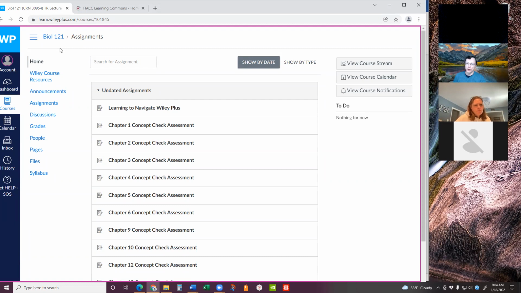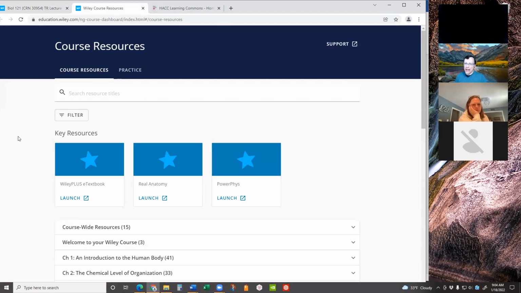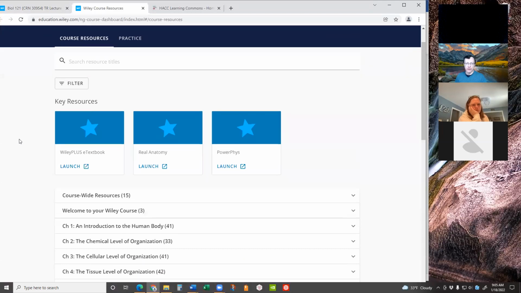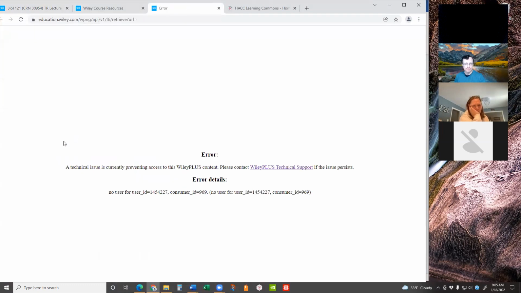But just to be sure we're on the same page, how do you access your textbook? You go to Wiley Course Resources. So let's do that. On the count of three, I'm going to click Wiley Course Resources. 1, 2, 3, click. Now that opened the window for course resources. Notice the first thing in the top left corner is the WileyPlus e-textbook. So let's click launch on that. 1, 2, 3, click launch.